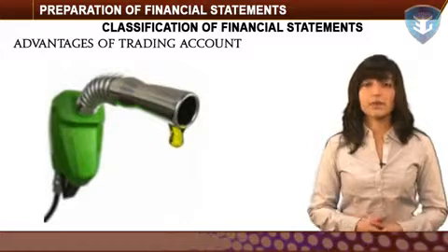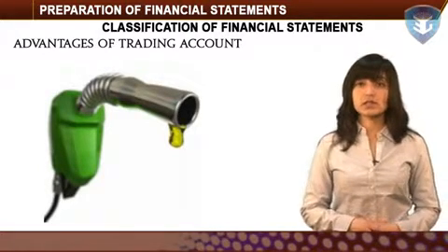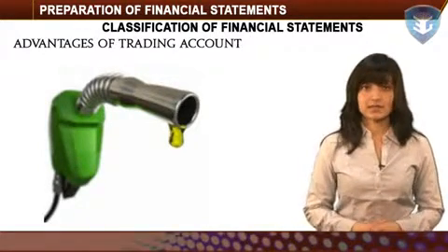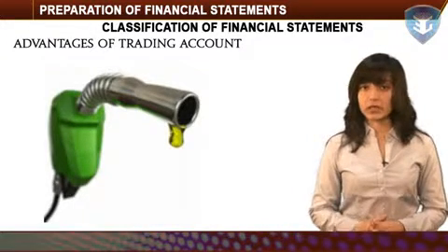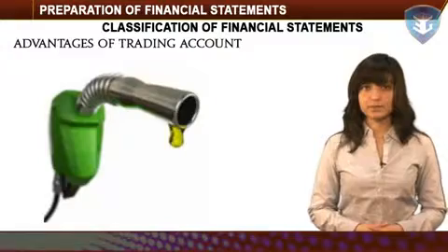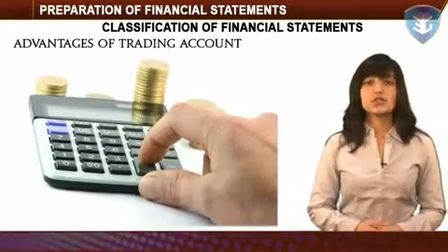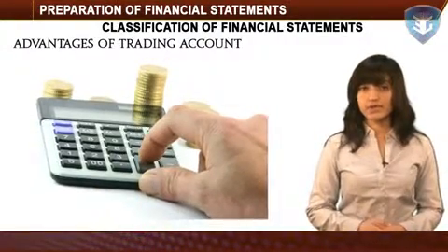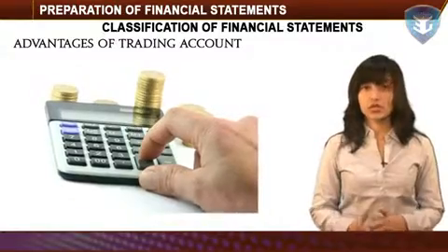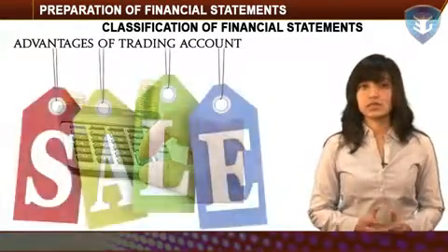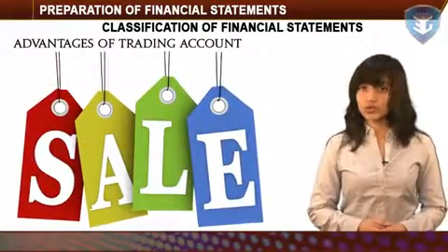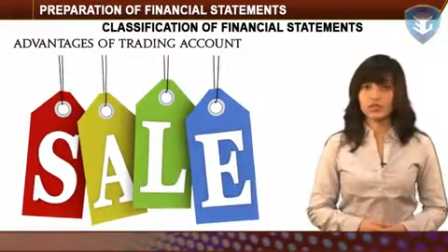Gas, fuel, and power refers to the items that are used in the production process. These items form a part of expenses and require to be debited to the trading account. Gross profit refers to the profit earned from the basic business operations, which include manufacturing, purchasing, and selling of goods. Sales refers to the gross total sales of the goods made during the fiscal year.